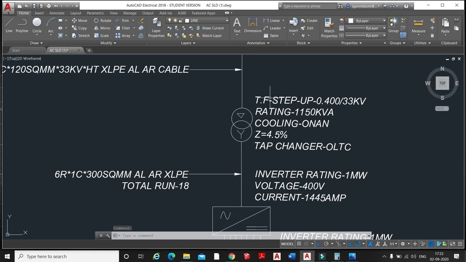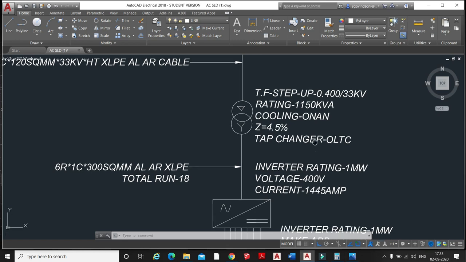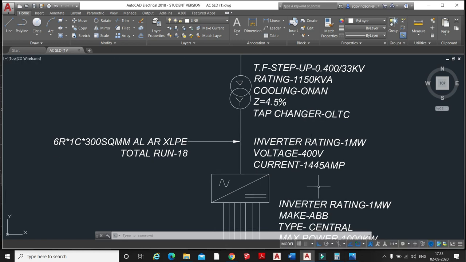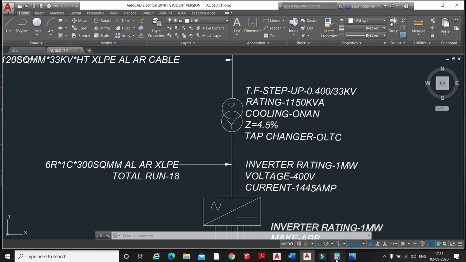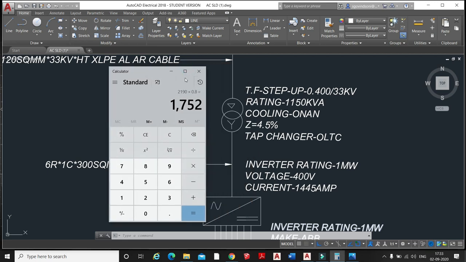This is your transformer, and how do we choose the transformer rating? There are two concepts, because we know that the rating of the transformer is in kVA and the rating of the inverter is in kilowatt. So we use the power factor here. We divide the inverter rating by the 0.95 power factor. So we choose the rating of the transformer in kVA. So we use a 1150 kVA transformer here.